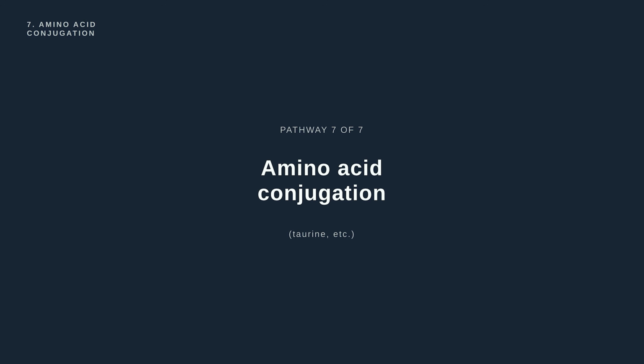And finally, we're on the last one already. Can you believe it? It wasn't that hard, was it? It's actually not that difficult. The final phase 2 detoxification pathway is amino acid conjugation. So this is other amino acids other than glycine. There are a few different amino acids that can do this. You could look at cysteine, you could look at glutamine, you could look at taurine.